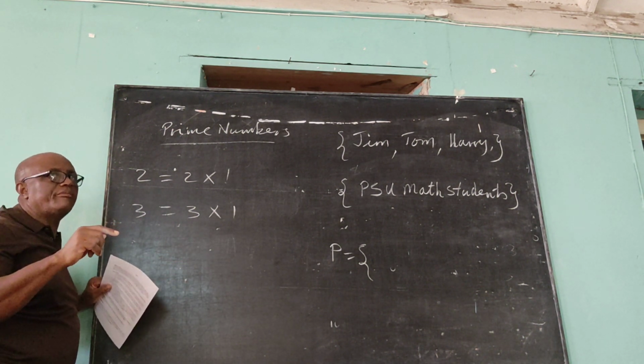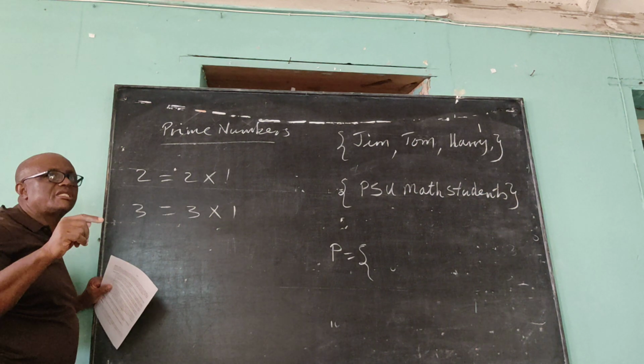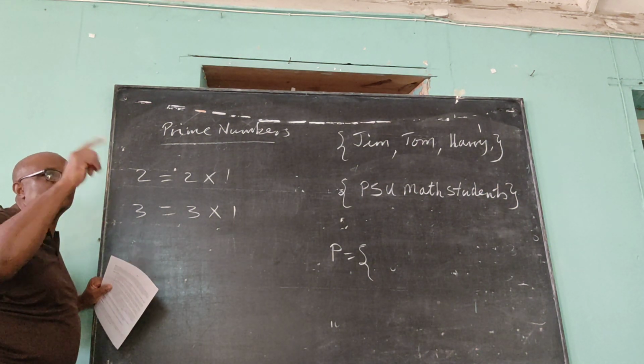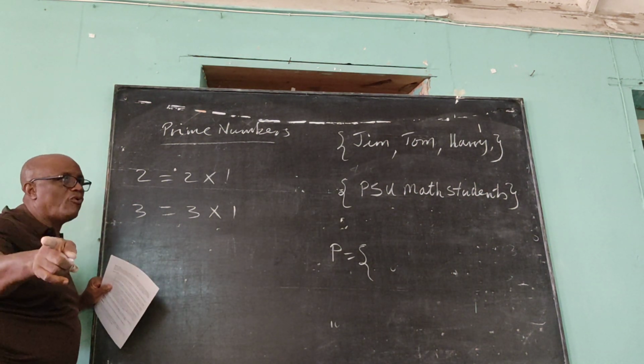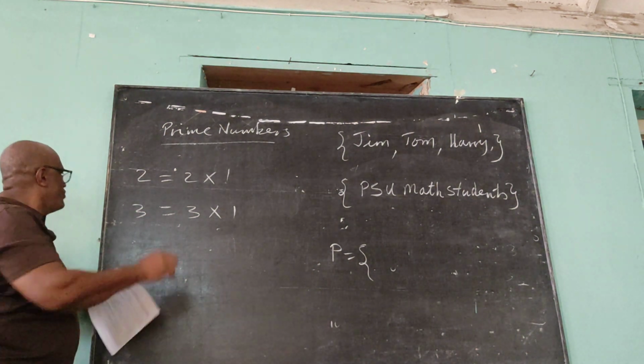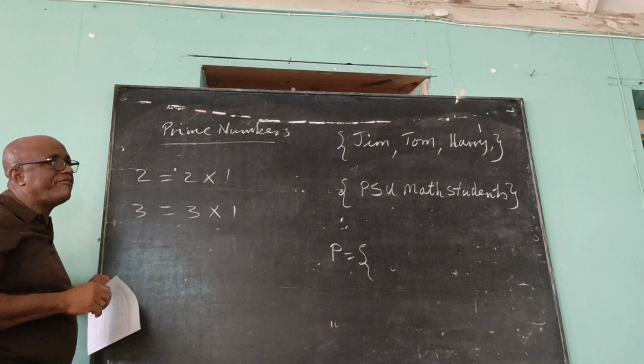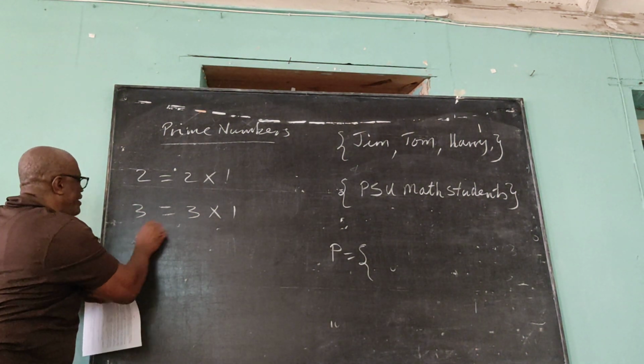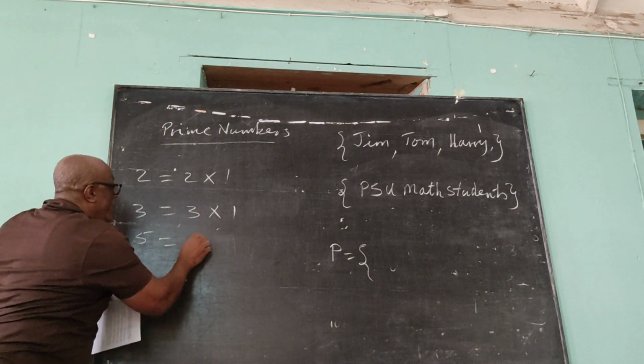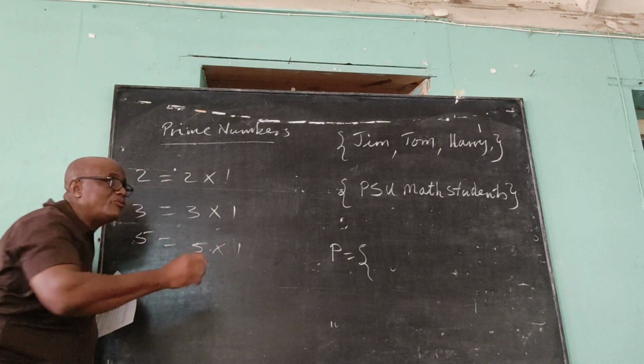Is 4 a prime number? No. How many factors does it have? 3. It has 1, 2, and 4, right? Good. So 4 is not one. What about 5? Yes, 5 is a prime number. It's 5 times 1, itself and 1.